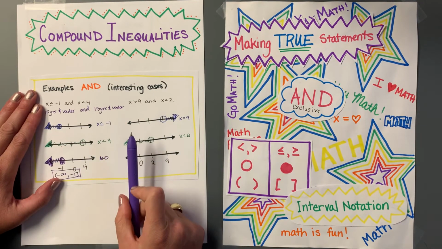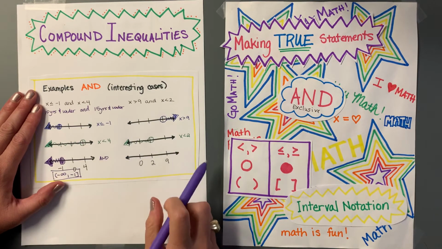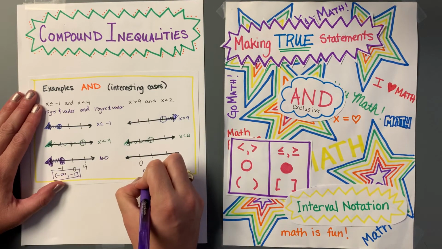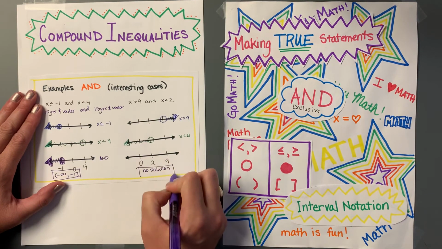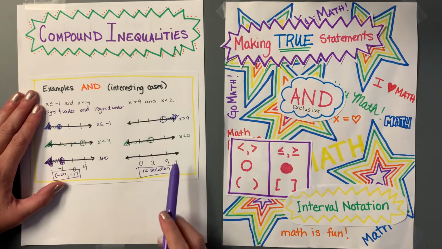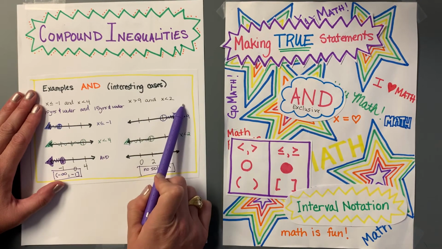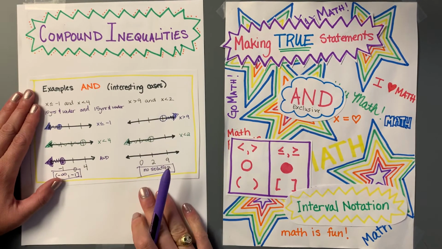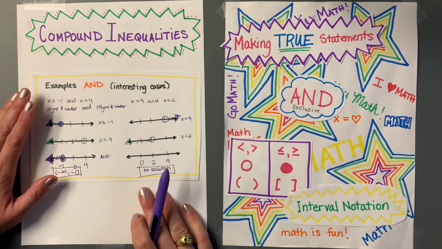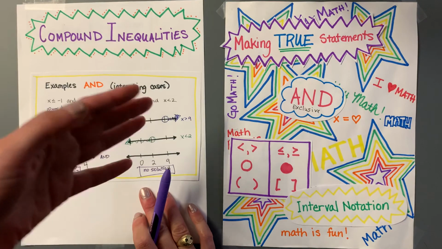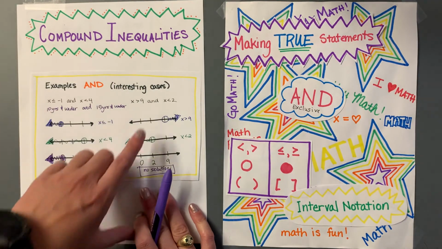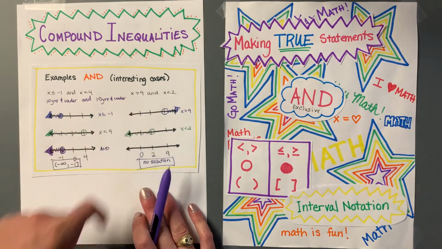Now, when I'm looking at the overlap, there is nothing that meets both criteria. So this is no solution. There is no value that meets both of these criteria at the same time. So this would be like saying, in order to go on this ride, you have to be at least 4 feet tall, but no taller than 3 feet. There's no one who is simultaneously taller than 4 feet and shorter than 3 feet. So this would be a no solution case.